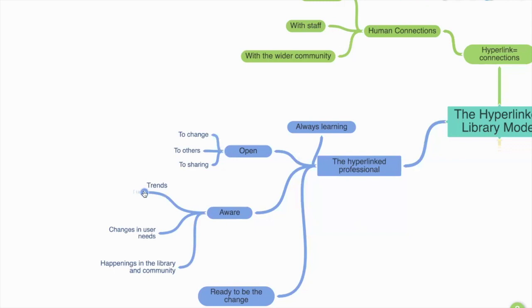They are aware. They are aware of the trends within and around the library field. They are on the lookout for changes in user needs and what's happening within the library and throughout the community. Finally, the hyperlinked library professional is ready to be part of the change that will benefit all library users.